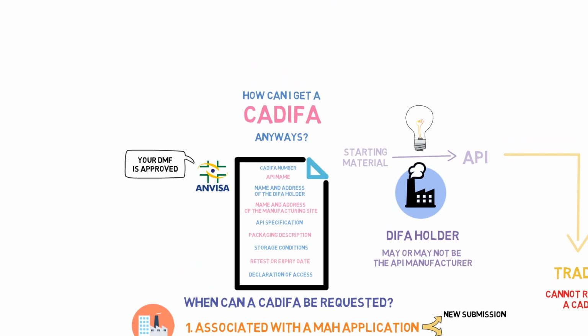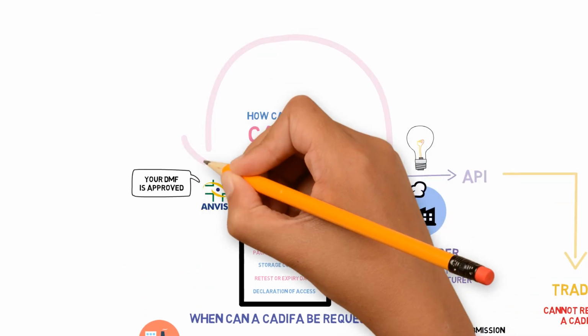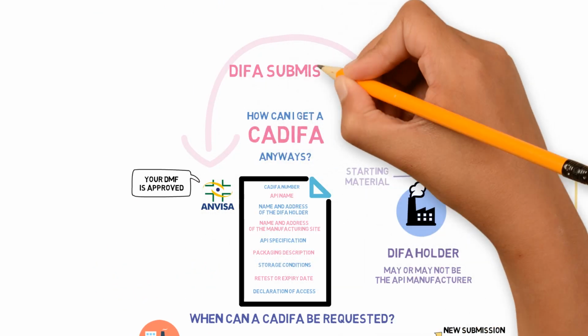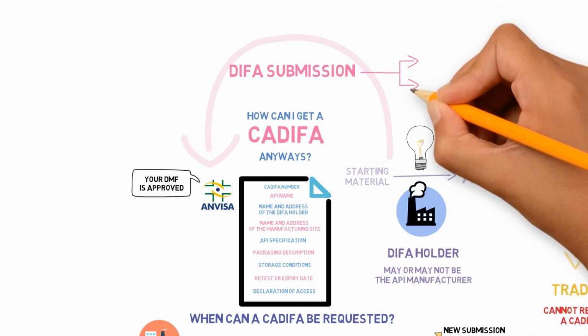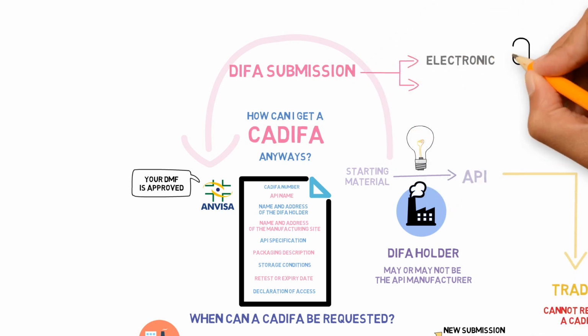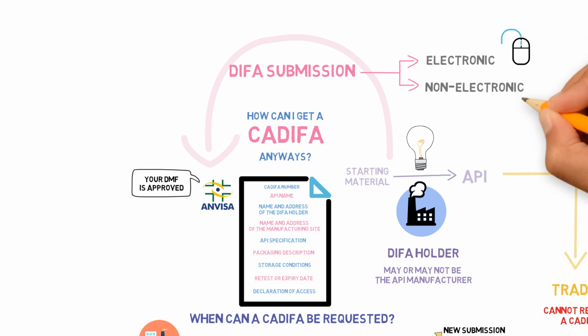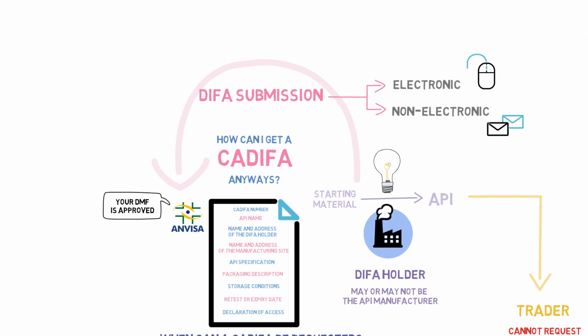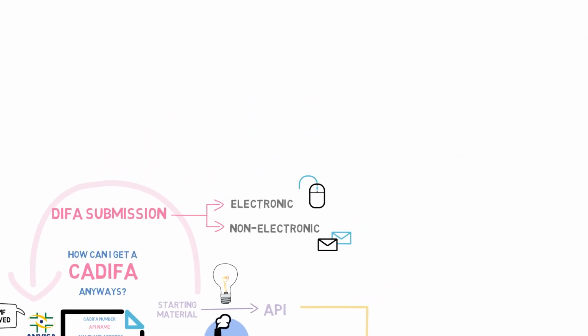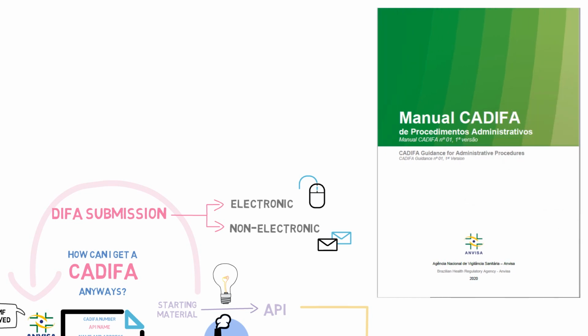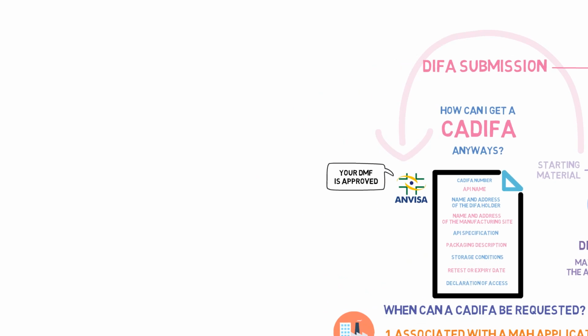Independent of the situation, the DIFA holder will submit its DIFA to Anvisa, which could be an electronic or non-electronic submission. To know about the steps you need to take for the submission, you can access the CADIFA Guidance for Administrative Procedures issued by Anvisa. The link for this guidance will be in the description box below.